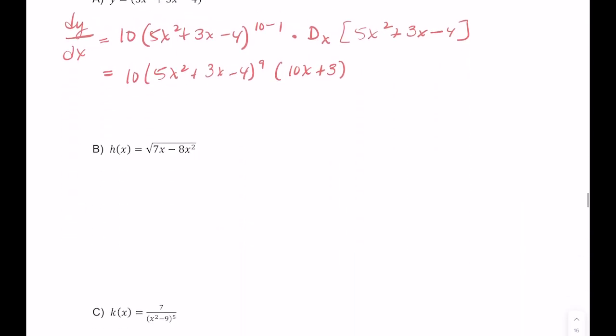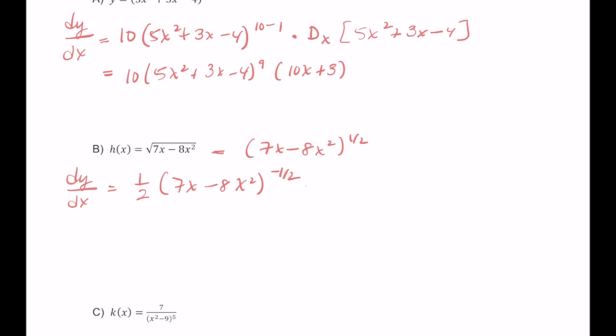Okay, so let's try another one. So here we have h of x, which is the square root of 7x minus 8x squared. So the first thing I'm going to do is just rewrite that. And we know that this is just going to be 7x minus 8x squared to the 1/2 power. So now to find the derivative, I'm going to find the derivative of the first part. So that's using the power rule. So that's going to be 1/2 times 7x minus 8x squared to the negative 1/2 power. And then we're going to multiply by the derivative of the inside. And the inside would just be 7 minus 16x.